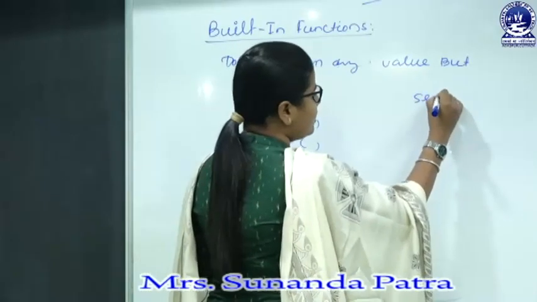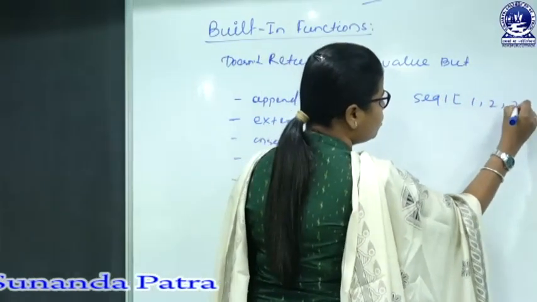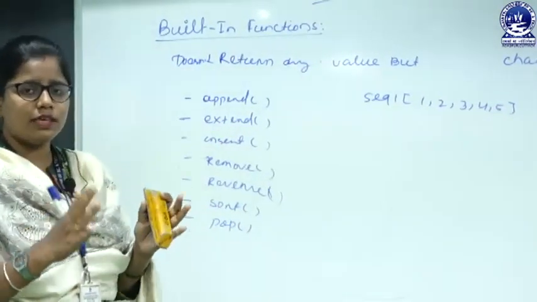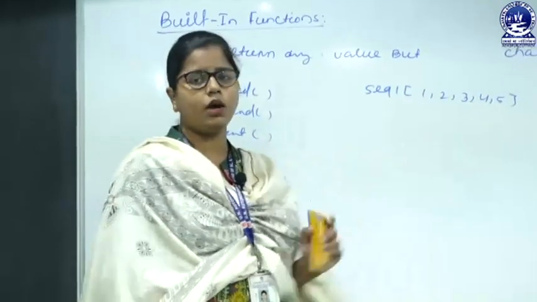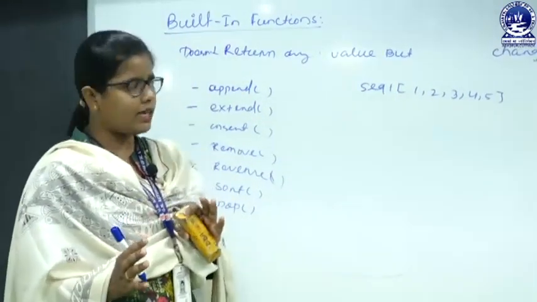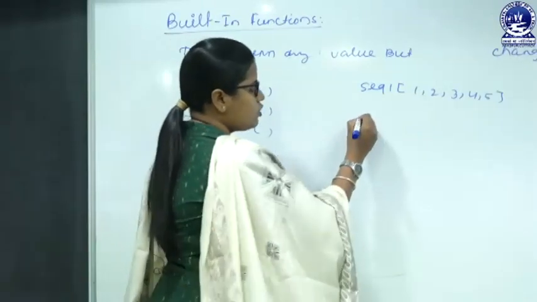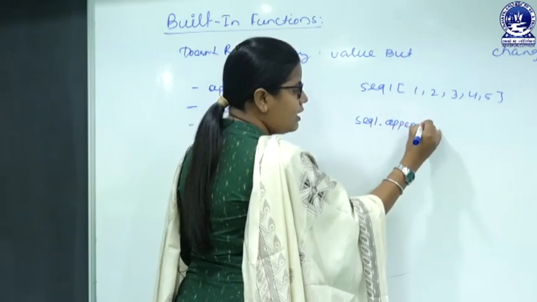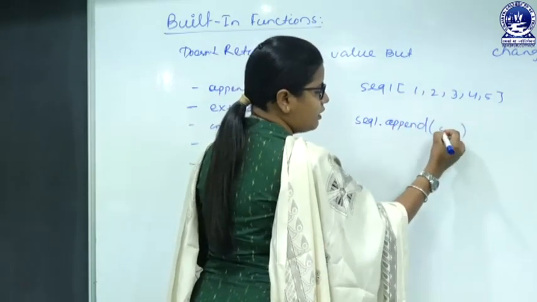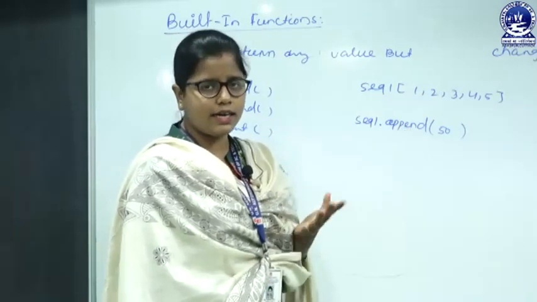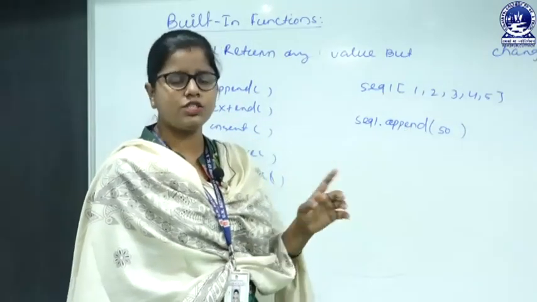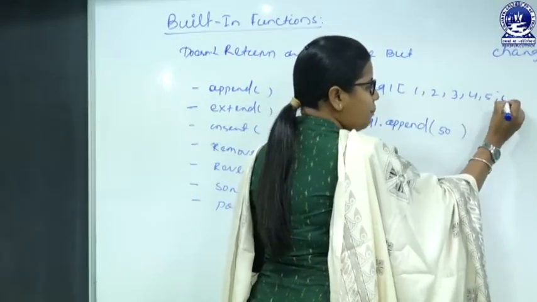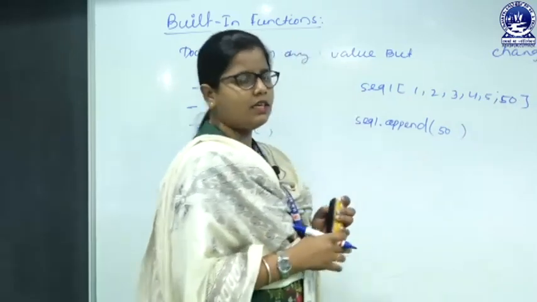Suppose here I am taking a sequence, 1, 2, 3, 4, 5, and I want to append, or insert, a single value at the end of the list. So how can we do that? By using the append function. The syntax is the same: the list name, dot, the built-in function, that is append, and here the value, suppose I am giving 50. This will not return anything to me, but the list will be modified. By executing this line, the 50 will be appended at the last of the list.